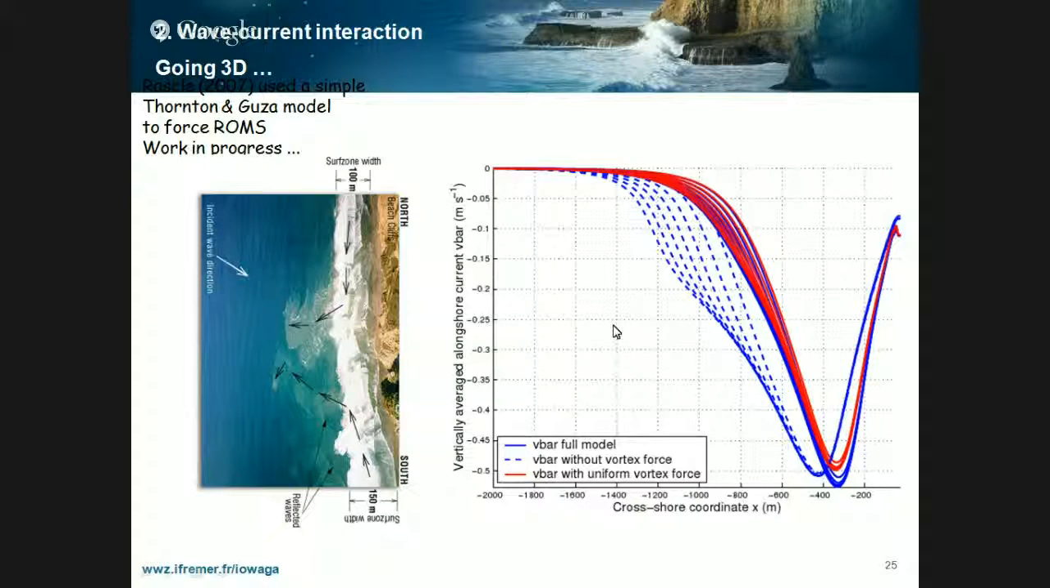And if you do a 2D or 3D model, you'll have different current profiles, and the vortex force actually tends to push the current towards the shore. That was one of the conclusions of Nicolas.